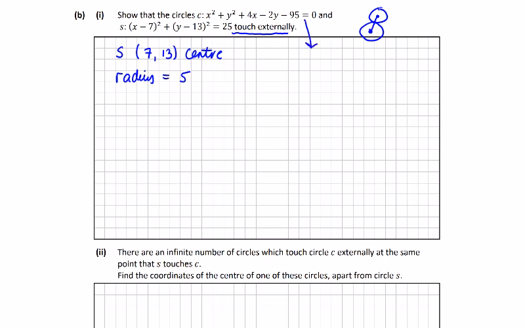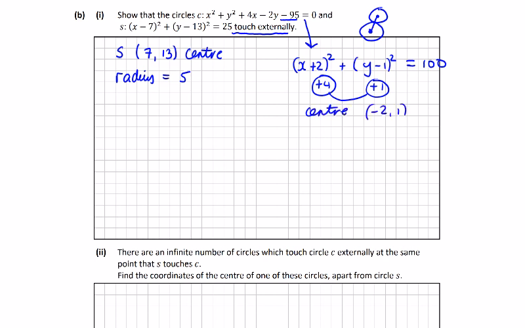For this circle, I'm just going to write it in the same format. x squared plus 4x is (x + 2) squared, but I don't want that 4 that I've brought in. And I have y squared minus 2y, so (y - 1) squared, and I don't want that 1 that I brought in, the minus 1 by plus 1. So I brought in 5 that I don't want. I want minus 95, so I have to take away 100, or you write it as equals 100. So the center is (-2, 1), and my radius is the square root of 100, which is 10.